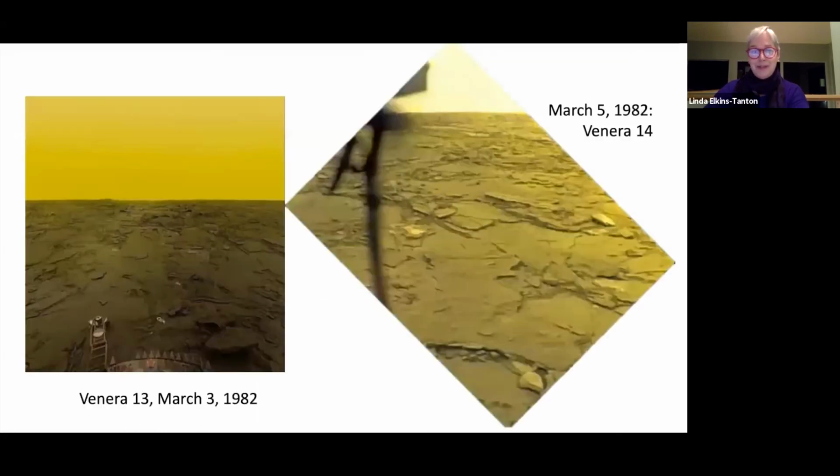Here are some images from Venera 13. Look at those platy rocks. Venera 13 lasted for 127 minutes, the record to this day on Venus. That's how hard it is to get equipment to survive on the surface of Venus. The Soviets even got surface compositions, and some of the rocks are very similar to high potassium continental basalts on the surface of the Earth.